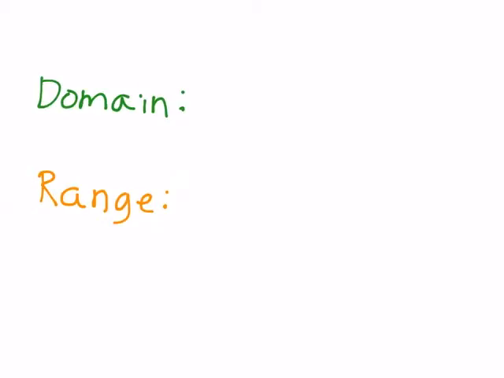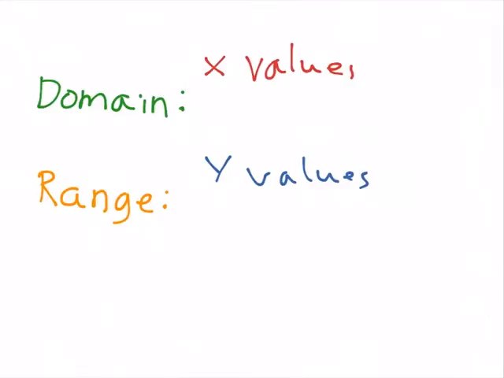A domain is a set of all of the x values of a relation, and a range is a set of all y values of a relation. But an important thing to note here is that these values can't be repeated within the domain or the range. If the relation had x values 0, 1, 1, 2, and the y values we don't care about right now, the domain is only the different ones. So it would be 0, 1, and 2. The same thing goes for the y values in the range.